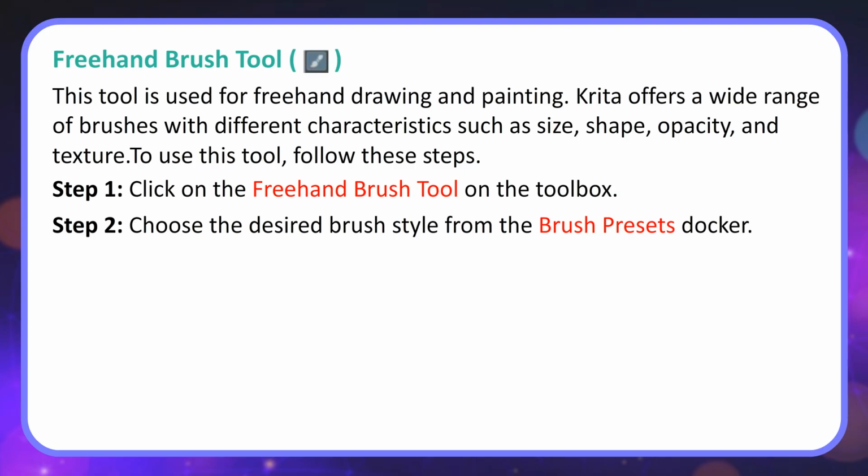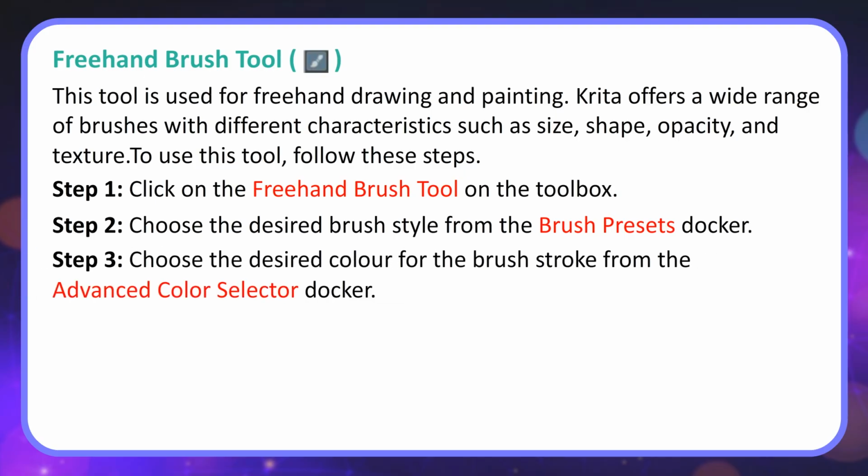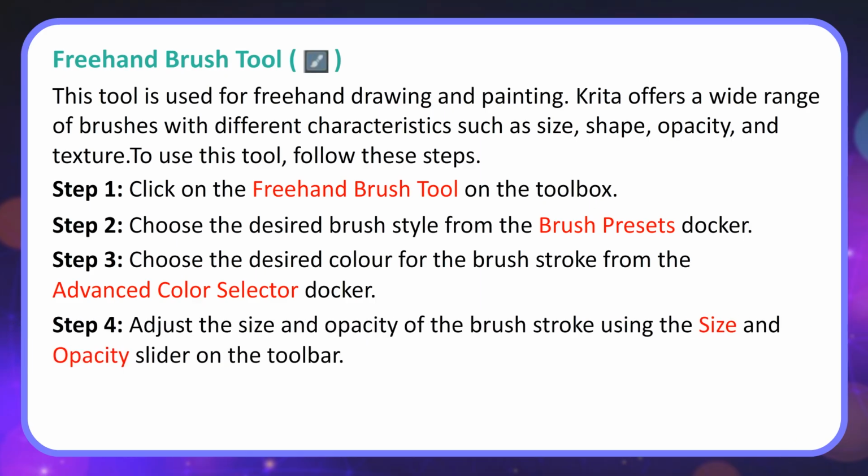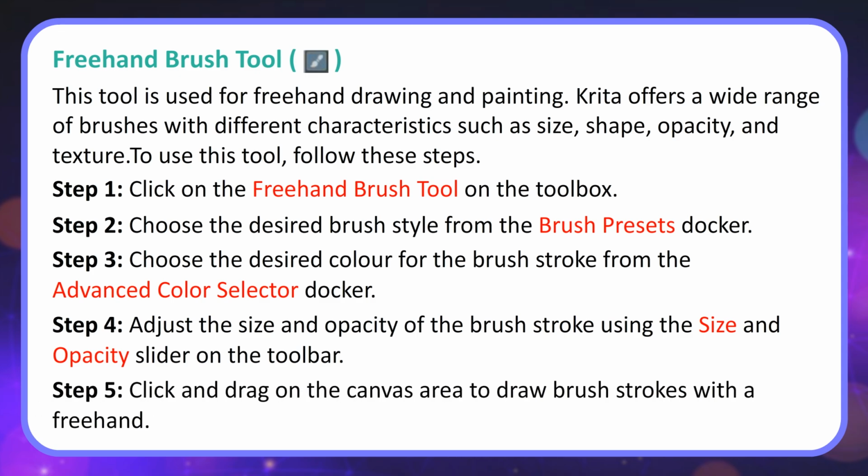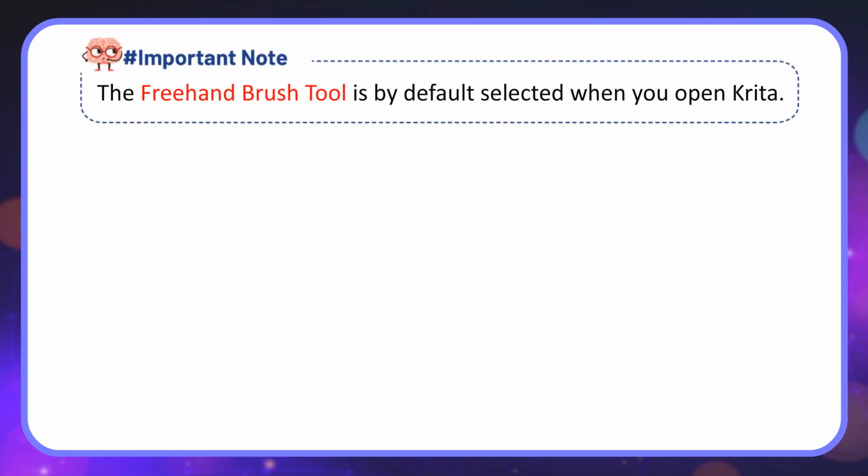Step 2. Choose the desired brush style from the brush preset docker. Step 3. Choose the desired color for the brush stroke from the Advanced Color Selector docker. Step 4. Adjust the size and opacity of the brush stroke using the size and opacity sliders on the toolbar. Step 5. Click and drag on the canvas area to draw brush strokes with a freehand.